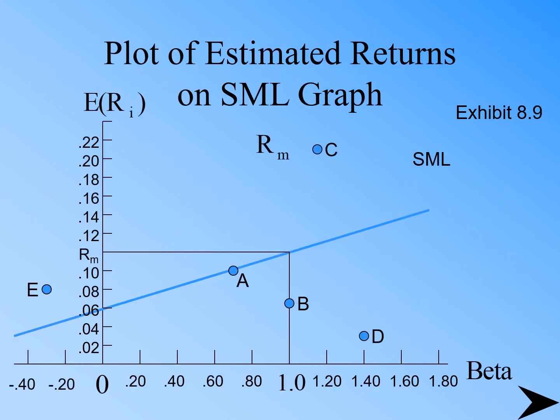So here we plot the estimated returns of A, B, C, D, and E on the graph. You can see that stocks B and D are overvalued and stocks C and E are undervalued, and stock A lies on the SML line, so it is properly valued.